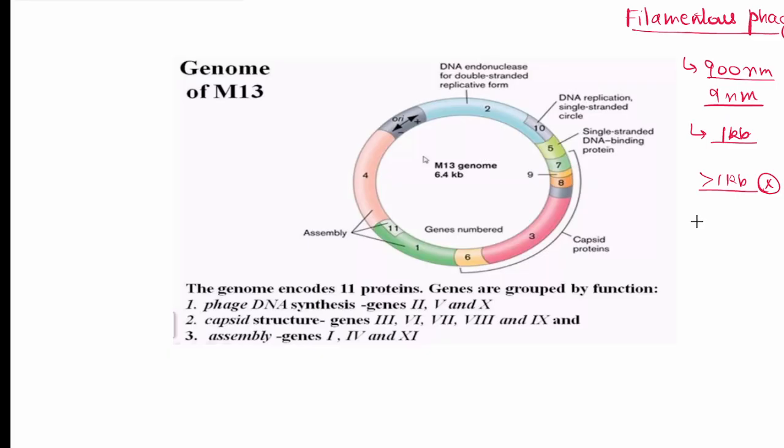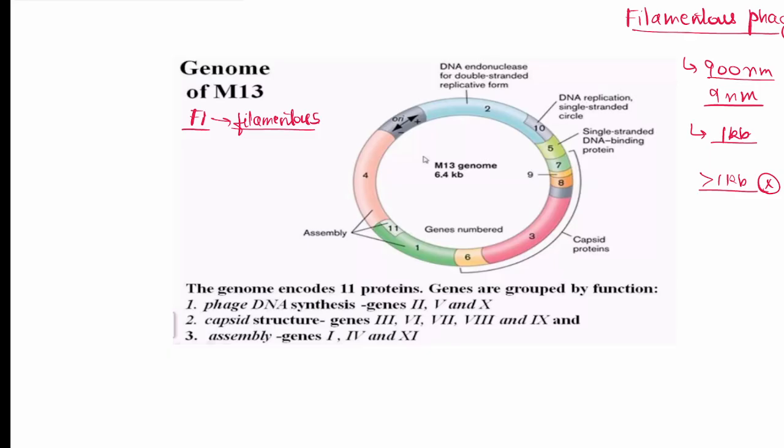And this M13 is also sometimes referred to as F1. F1 simply refers here to filamentous phage. So the efficiency of these phages decreases a lot if you are inserting your gene of interest greater than 1 kilobase. So yes, this M13 phage is also very important.